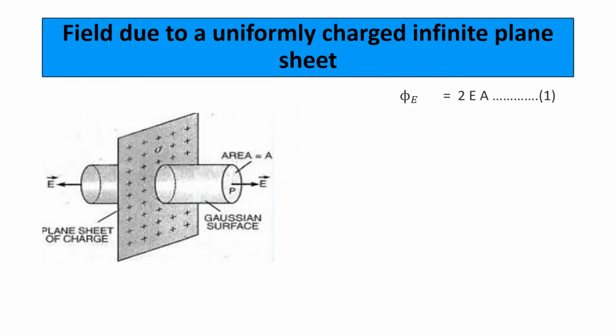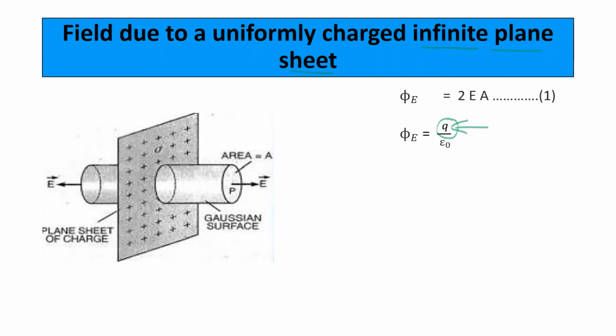Electric flux phi E is equal to 2 times EA, because you have two end faces. And phi E is equal to Q by epsilon naught according to Gauss law. What is Q? Q is the total charge enclosed, and here this is an infinite plane sheet. We don't know about the total charge. Therefore, you have to write down the surface charge density.